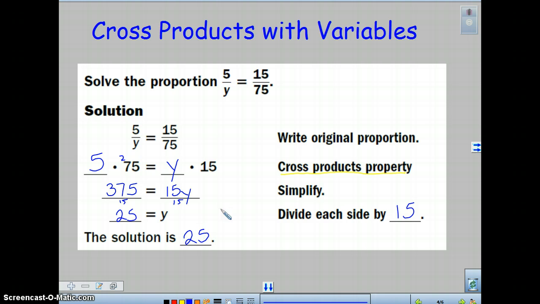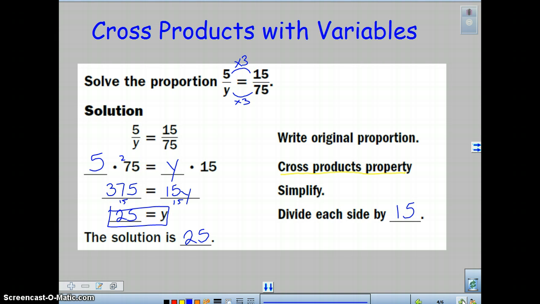And you probably figured that out just by looking at it. You can go 5 to 15 is times 3. And so some number times 3 needs to equal 75. And so y is 25. Right there, put a box around our answer.